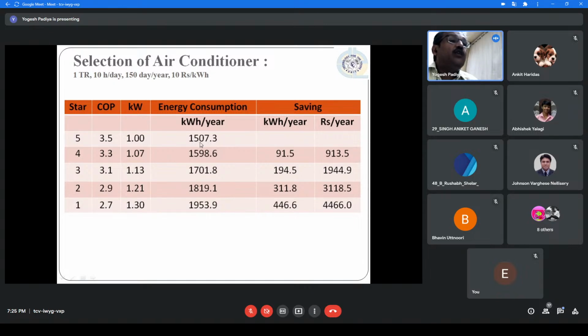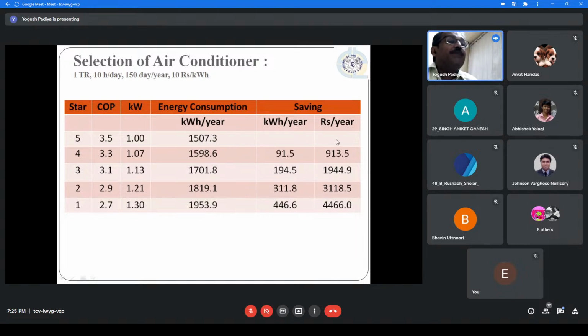Now this into 10 rupees, that will be the bill. So obviously 19,000 rupees will be the bill here, and 15,000 rupees will be the bill here. It means you have saved 4,000 rupees per year as compared to the 1-star. Similarly, if you go for a 2-star, the saving will be less. If you go for a 3-star, the saving will be less. So it is better to go for a 5-star.